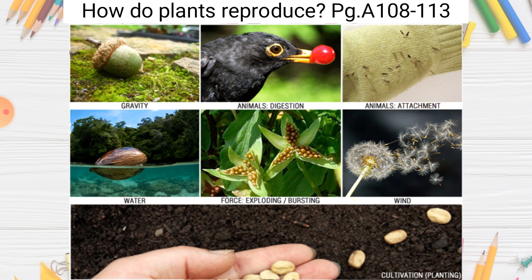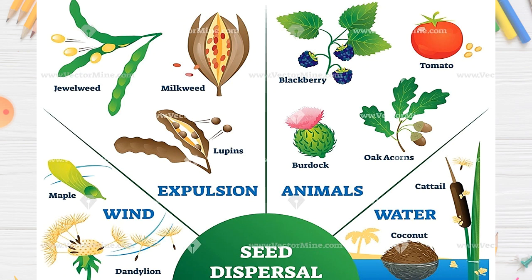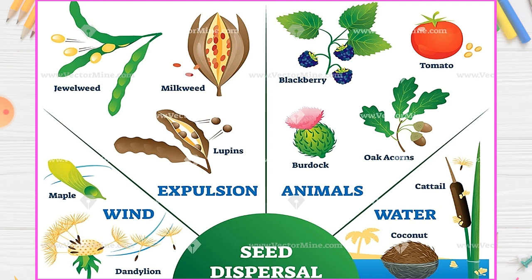And finally, by cultivation, where humans use their intervention to move seeds from one place to another for their own benefit, of course. Now, let's copy this chart of seed dispersal. The most common ways for seeds in nature to be dispersed from one place to another: wind, expulsion, animal intervention, or traveling in water.